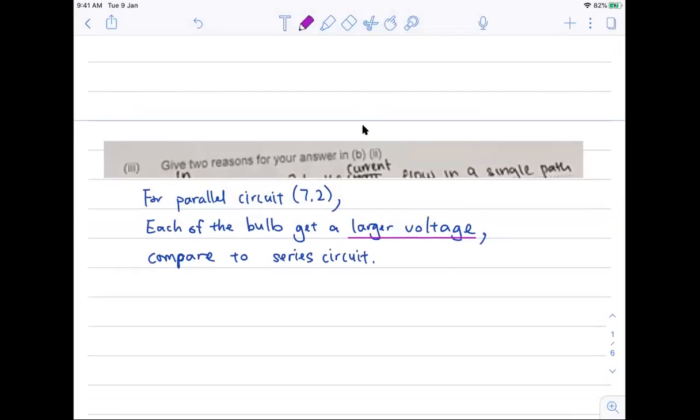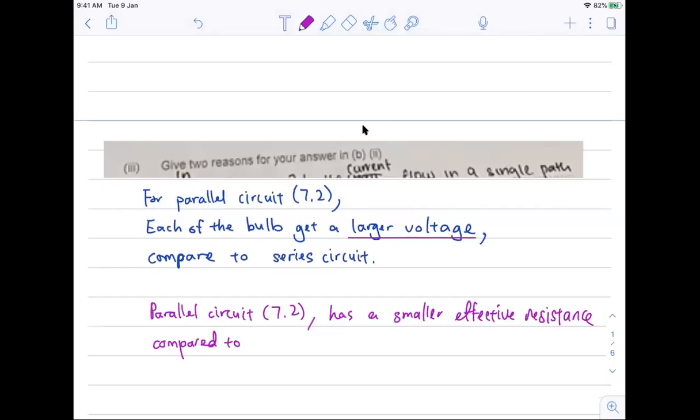Another reason is the parallel circuit 7.2 has a smaller effective resistance compared to series circuit 7.1.